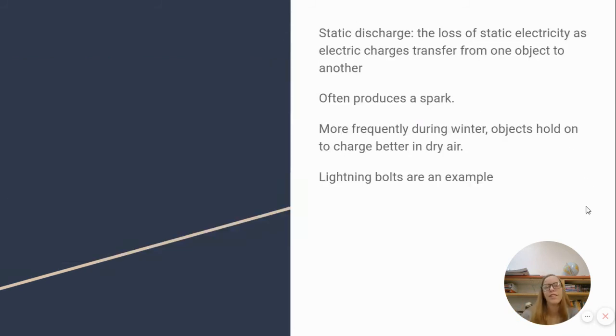Static discharge is the loss of static electricity as electric charges transfer from one object to another. It often produces a spark. It's typically more frequent during the winter because objects hold on to charge better in dry air, usually really dry in the winter. And then lightning bolts are an example.